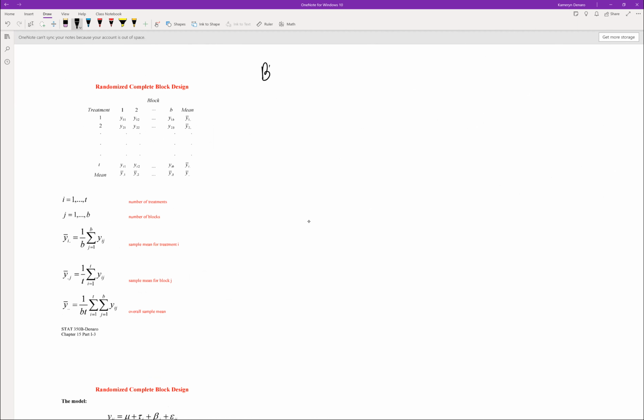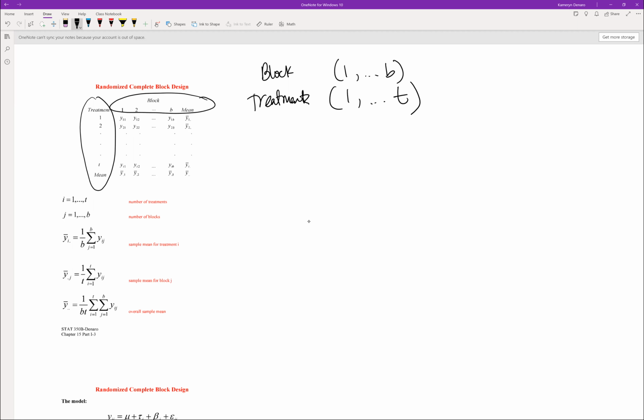All right, so we have some new notation for the randomized complete block design. The blocks go from 1 up to B. The treatments still go from 1 up to T. If we put the treatments in the rows and the blocks in the columns, then Y11 is treatment 1, block 1, and YTB would be the person who got treatment T from block B. Our Y bar i dots are the sample means for the treatments, whereas the Y bar dot j's are the sample means for the blocks. Remember that Y bar dot dot is our overall sample mean.